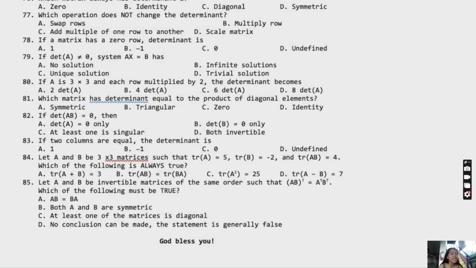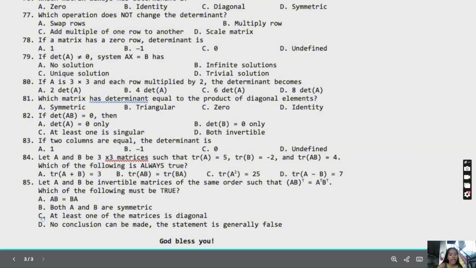Now, down to the last number. Praise God. So, the last question is: let A and B be invertible matrices of the same order such that transpose AB is equal to A transpose B transpose. Which of the following must be true? So the answer is letter A. AB is equal to BA, because we know the general transpose rule for matrix multiplication is transpose AB is equal to B transpose A transpose. So that's why our answer is letter A.